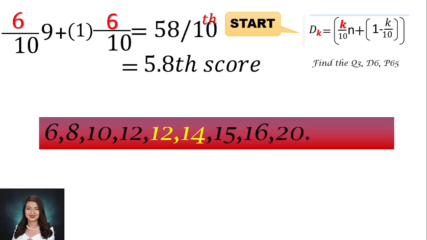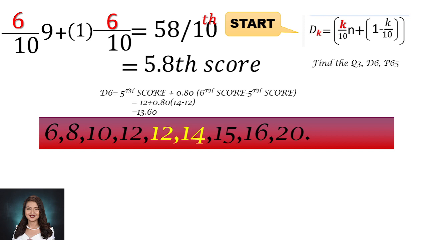Since the value of decile 6 lies within the 5th score and the 80% of the difference between the 6th and 5th score, and our 5th score is 12 and 6th score is 14. To calculate the value of decile 6, we add the 5th score plus 0.80 multiplied by the 6th score minus the 5th score. So our 5th score is 12 plus 0.80 multiplied by 14 minus 12, and we get 13.60.